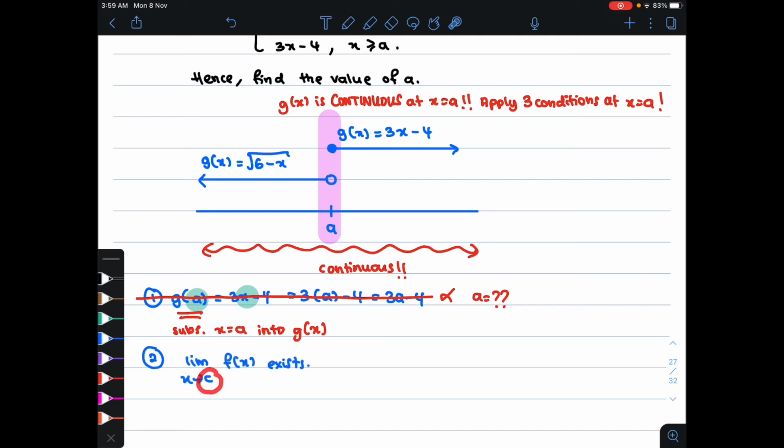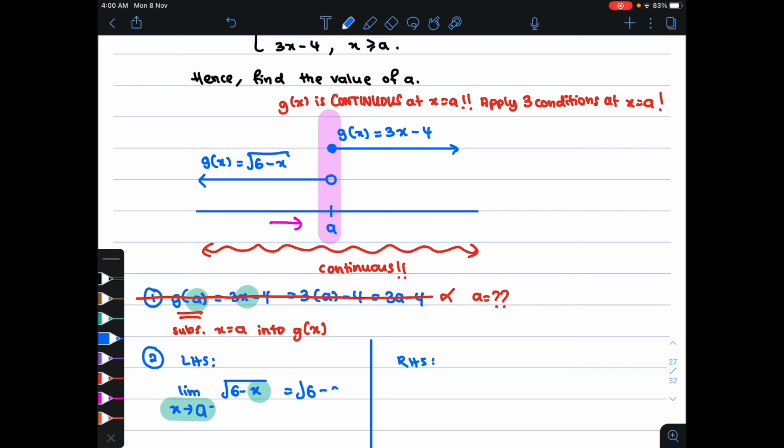In this case, c is a. So we need to consider x approaching a from the right hand side and x approaching a from the left hand side. As x approaches a from the left hand side, you can see that the function is square root of 6 minus x. Substitute x equal to a, and we will get square root of 6 minus a. For the right hand side, as x approaches a from the right hand side, the function is 3x minus 4. So substitute x equal to a, and we will get 3a minus 4.